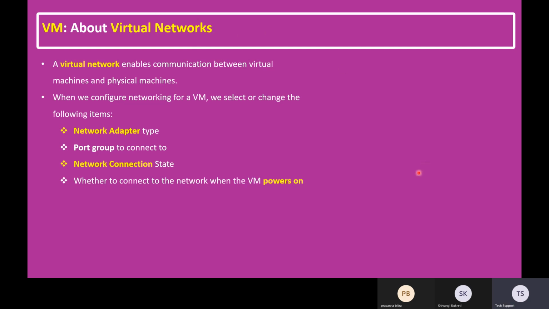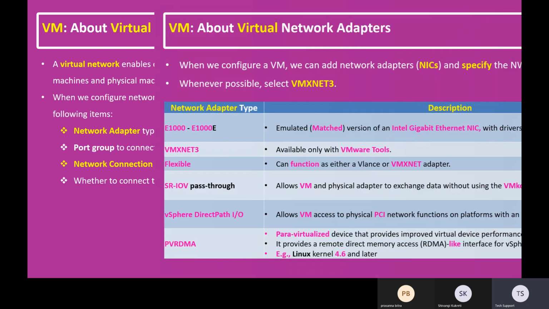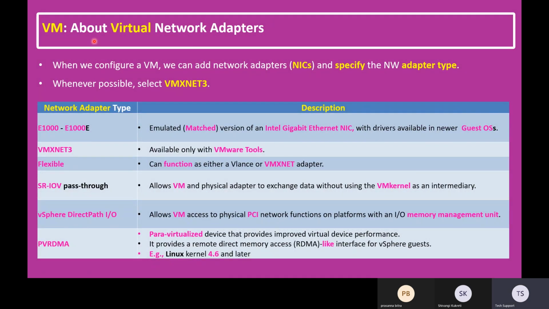Now let me elaborate on the adapter types in the next slide. If you see here, virtual machine virtual network adapters. We have multiple network adapters, but in our latest version we just noticed only three adapters. But if some customers are still using ESXi 6.5 or 6.7, an old version of ESXi, you may also see some old network adapter types. Let's talk about these adapter types.